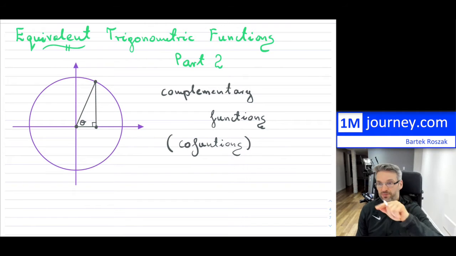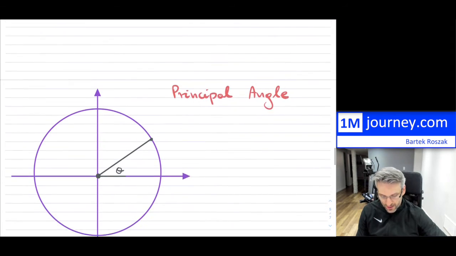And that's going to be mapped out to this unit circle. And then the second thing that we're going to try to do with the equivalent trigonometric functions is for these principal angles.